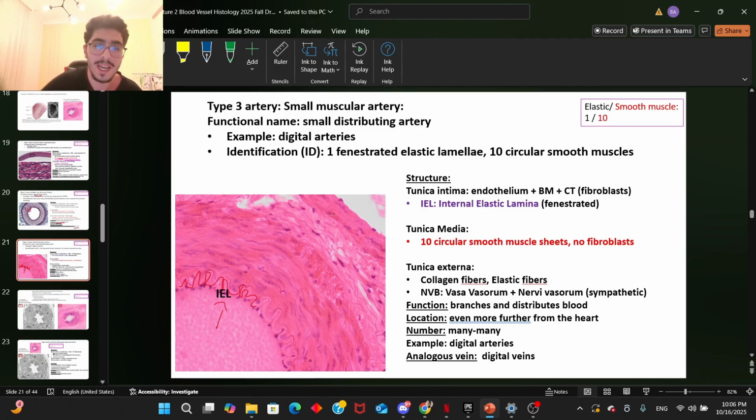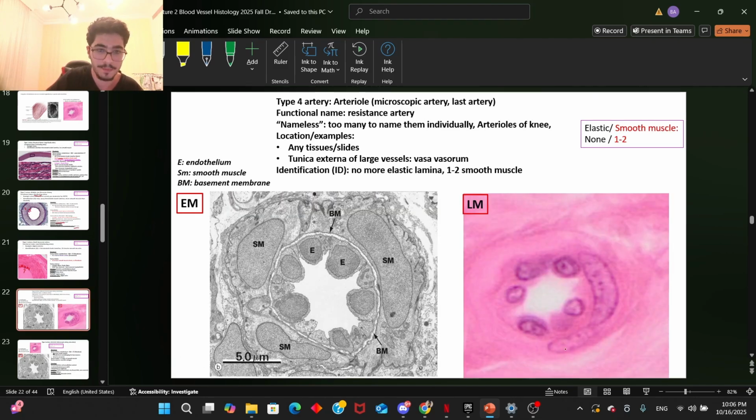So they have no external, as you can see. This is the smooth muscle layer, and this is the tunica adventitia. It will have no external elastic lamella. There's only an internal elastic lamella. Branches and even more branches, and many, and digital veins. Exactly. So these are all the same thing. Remember, tunica intima and tunica externa are the same. The only thing that's going to be different is the tunica media.